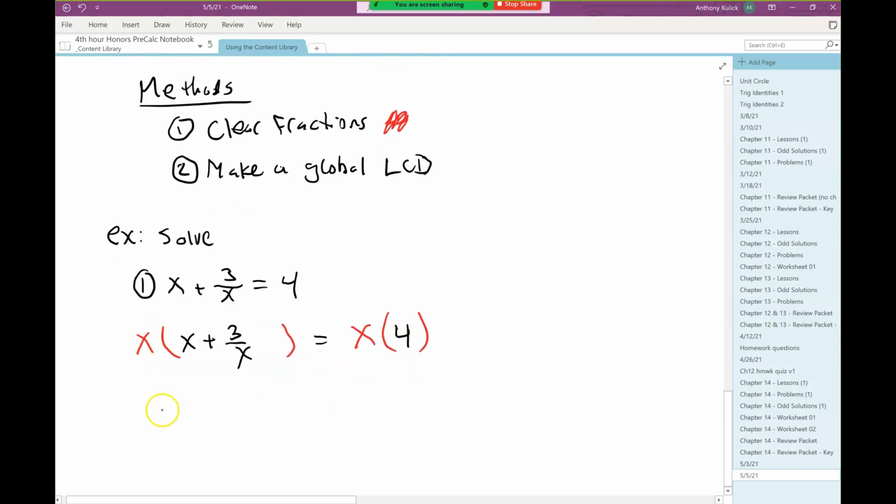So when I do that, I distribute the x through. I get x squared plus 3 equals 4x. When I've done clearing fractions, I'm going to be left with a polynomial equation. To solve a polynomial equation, it needs to be equal to 0, so I'll just subtract the 4x to both sides.